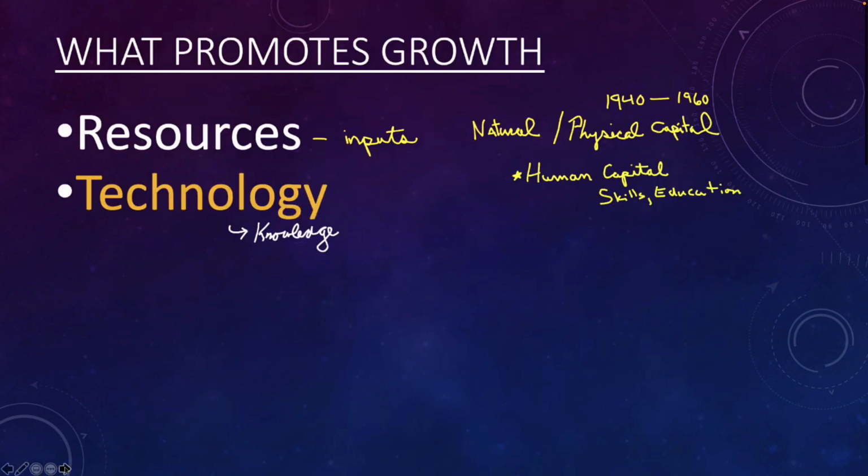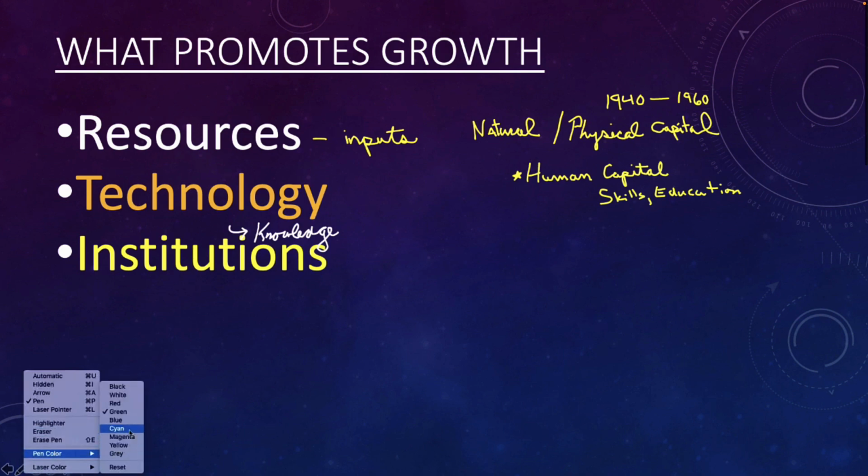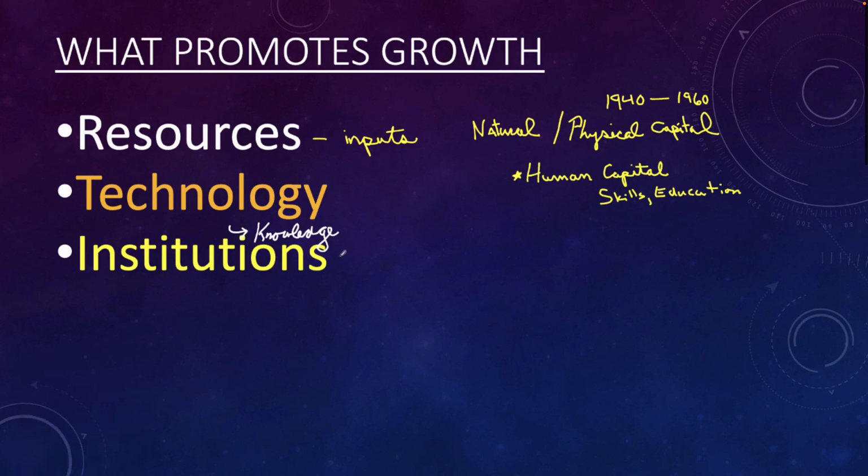So now back to our list of what promotes economic growth. Clearly resources are important, but so is technology. But perhaps the most important thing that helps to promote economic growth, the thing that economists are most interested in these days, at least for now, are what we call institutions. Institutions can be thought of as the rules of the game, and those rules of the game apply at a lot of different levels.